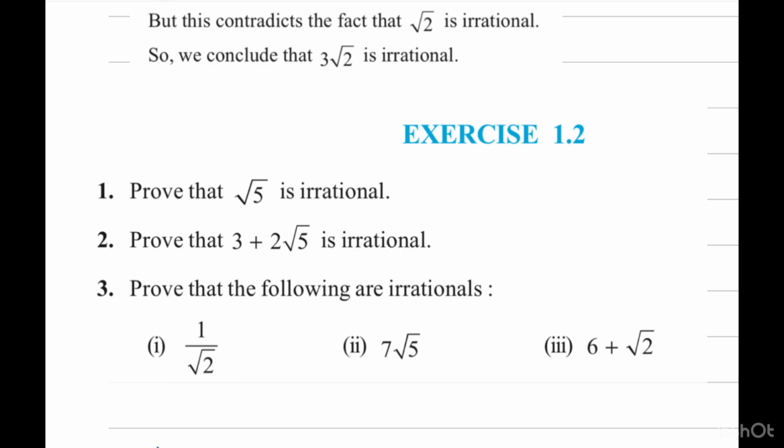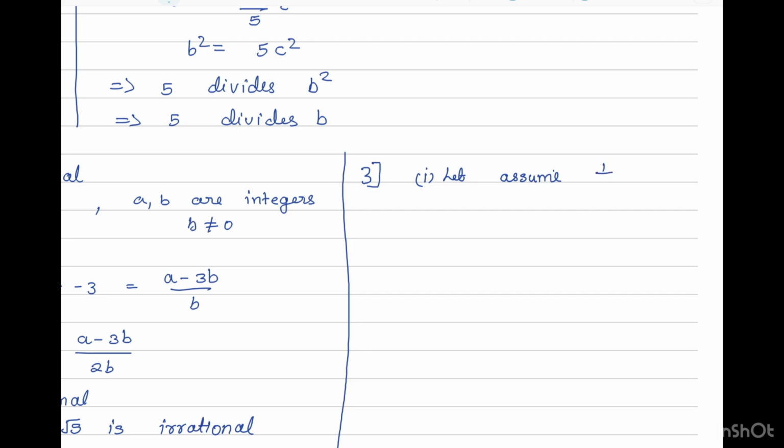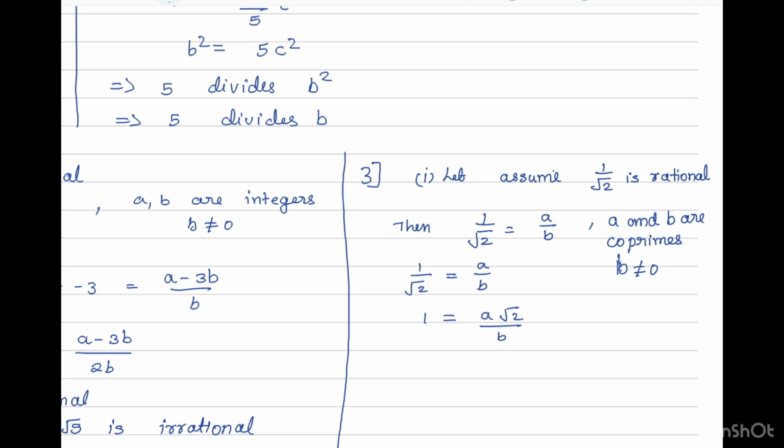Next question, prove that the following are irrational. First one is 1 by root 2. In the same way, let us assume that 1 by root 2 is rational. Then it can be written in a by b form, where a and b are coprime and b not equal to 0. Therefore, we get 1 by root 2 is equal to a by b.